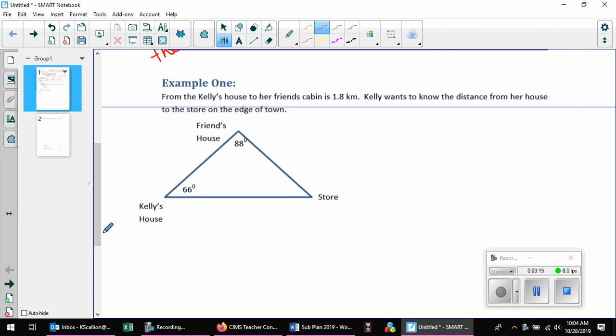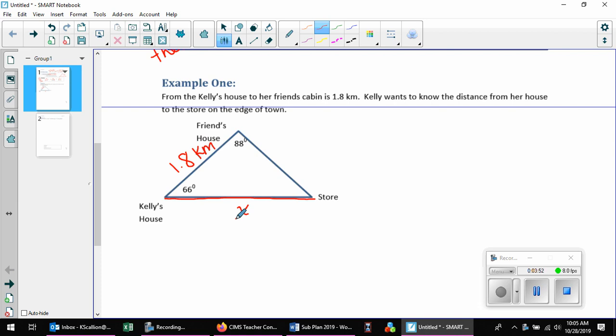Okay, so from Kelly's house to her friend's cabin is 1.8 kilometers. So here's Kelly's house, here's the friend's house, and that is 1.8 kilometers. Just for the record, it's very hard to draw triangles and put information on them when you're trying to do it digitally. She wants to know the distance from her house to the store on the edge of town. So what I'm trying to find is this right here.